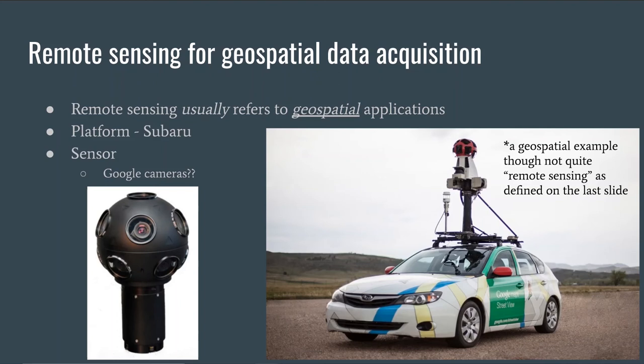Then, in contrast to the sensor, the Google camera taking those Street View pictures, you need something to move that camera around, and that's the platform. The platform is the thing upon which the sensor is mounted. In this case, it's a Subaru. So the Google Street View car is made up of a platform, which is the Subaru, and a sensor, which is that crazy Google camera with something like 11 lenses.